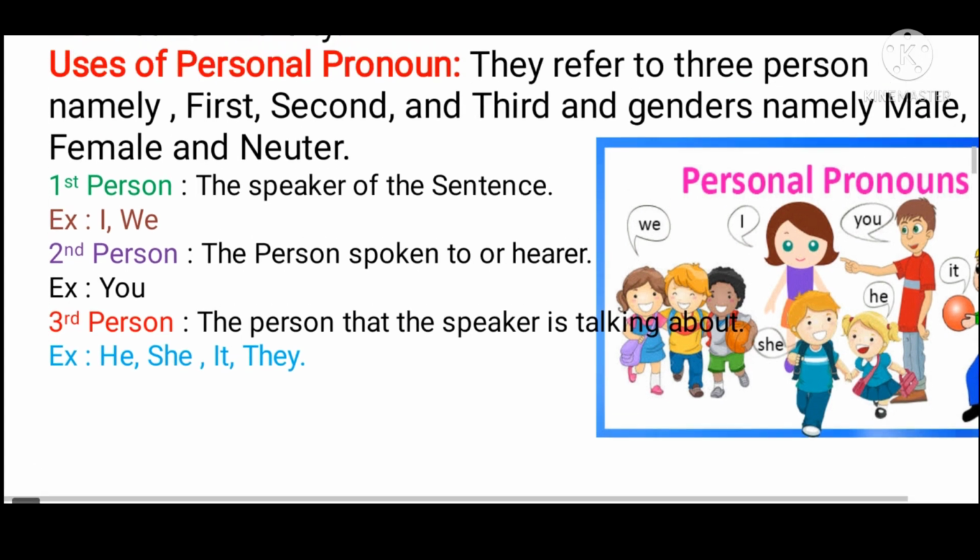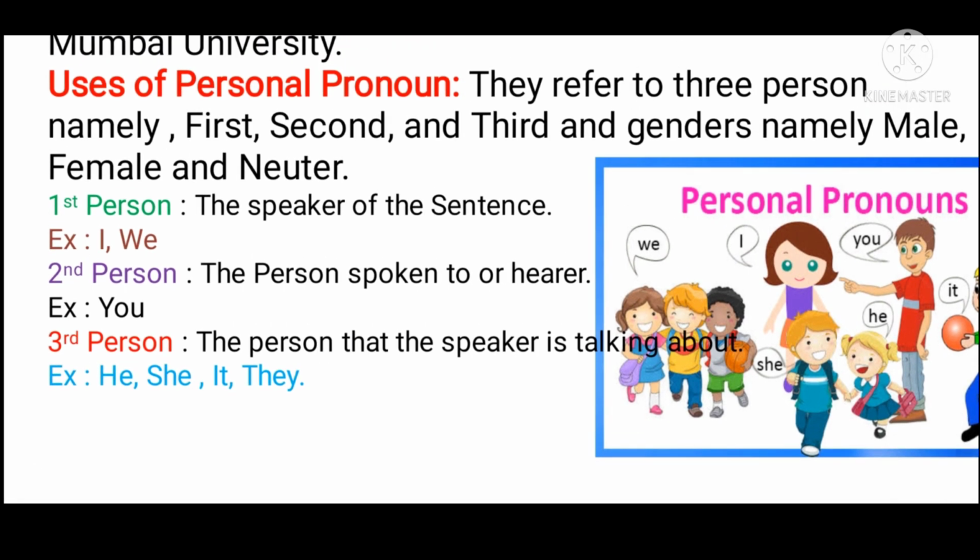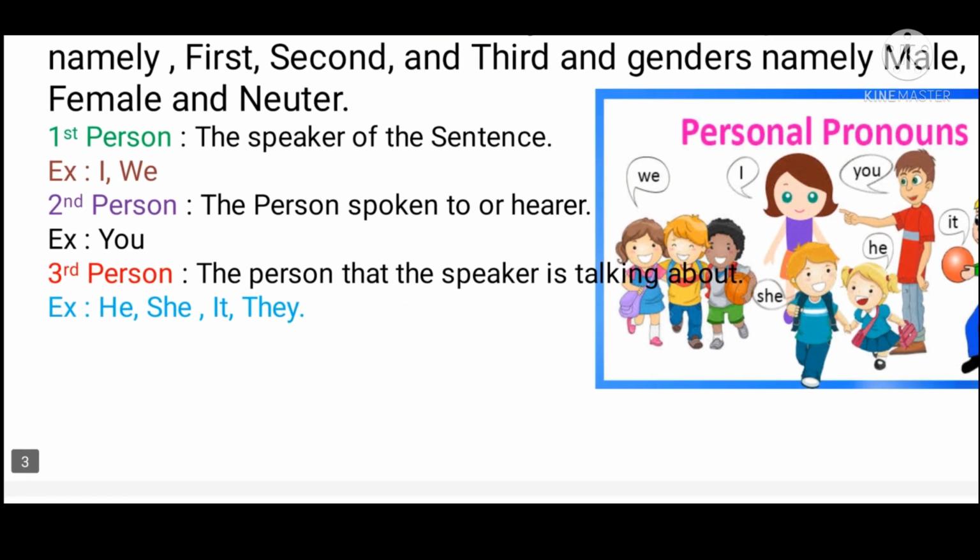So let us see one by one what exactly the first person refers to. First person is the speaker of the sentence, that is the pronoun I or we. Second person is the person spoken to, or the listener or hearer of the sentence. Next, third person is he, she, it, and for third person plural, they has been used here. So these are the three persons, namely first person, second person, and third person.